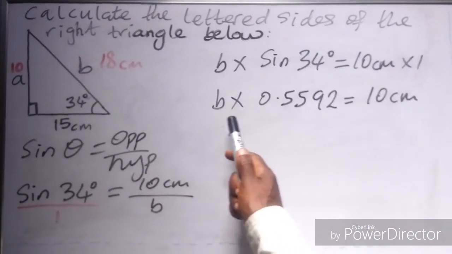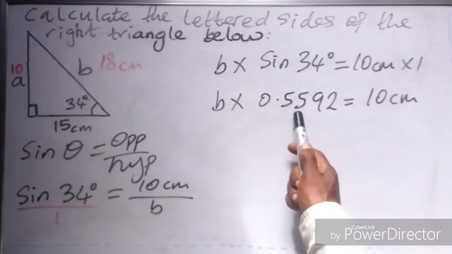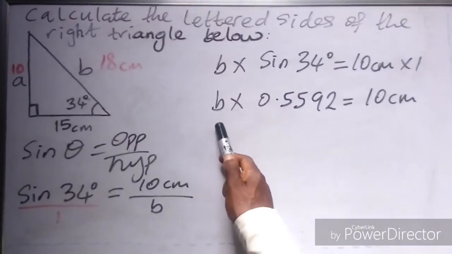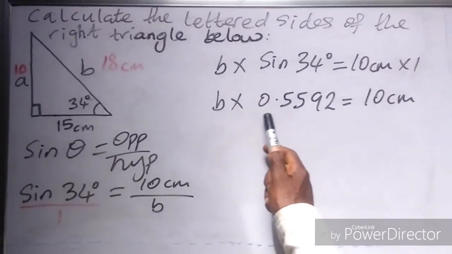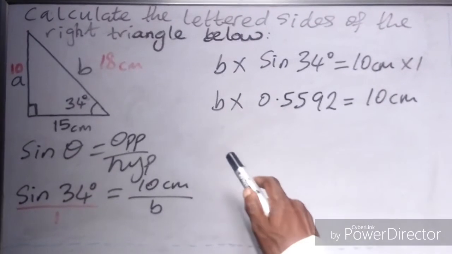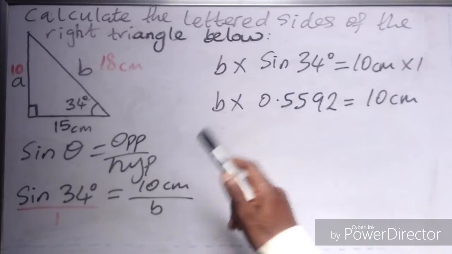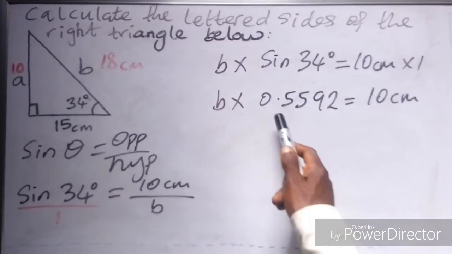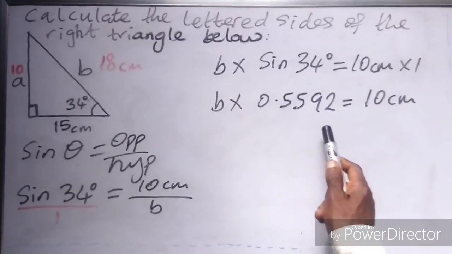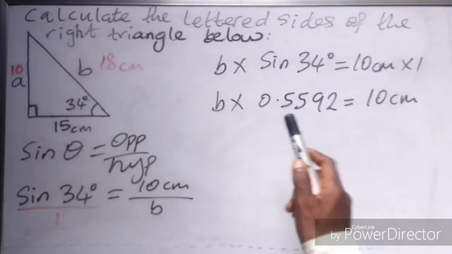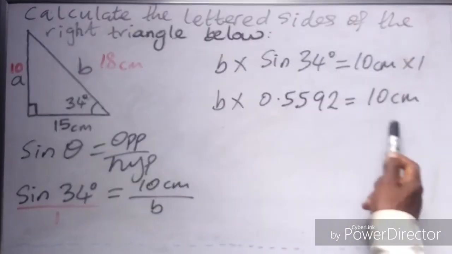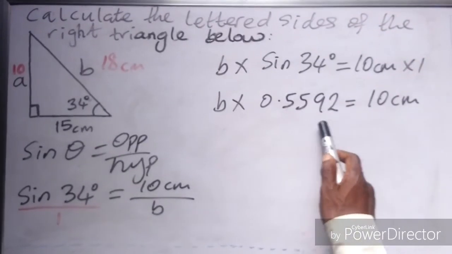Again, B is multiplying 0.5592. Now, we don't want this to occur with B. When we multiply, what we're going to have is 0.5592B. So this becomes the coefficient of B after we multiply. Now, we need to get rid of that coefficient. Since it's multiplying B, the only way to get rid of it so that B can stand on its own is to divide both sides by 0.5592.